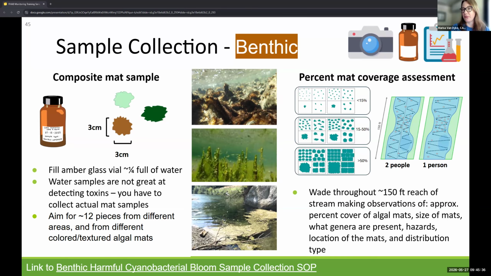And sometimes for some monitoring purposes, you're interested in each different type of mat, so visually distinct mats. So you're going to be collecting one mat sample at a time and matching that with a photo to understand a little bit more about the broad range of benthic mats that you have in a site. And that's covered in a different procedure. But for health risk scenarios, we recommend a composite sample.